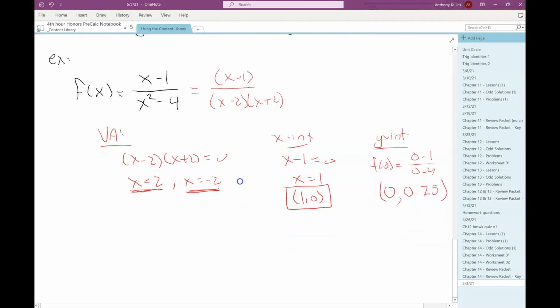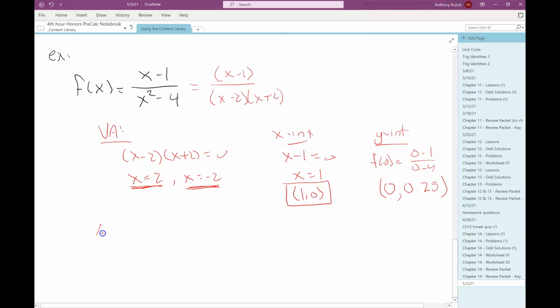And then we want to look at those asymptote and end behaviors. The degree of the numerator is 1, because I just have an x to the first. The degree of the denominator is 2, because I have an x squared. So that tells me that my end behavior asymptote is this horizontal line along the x-axis, y equals 0.